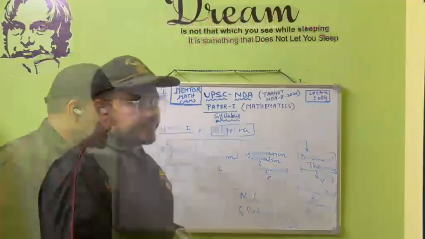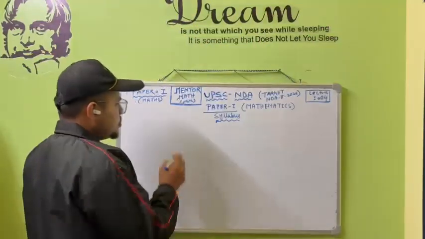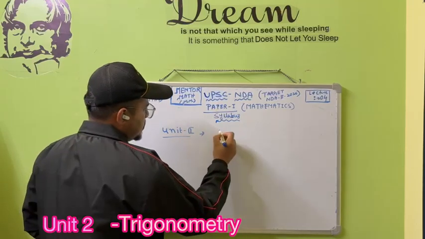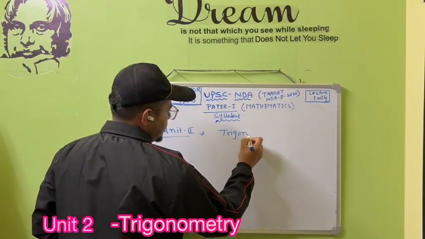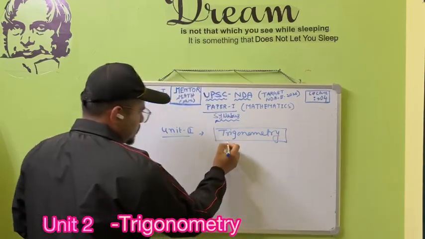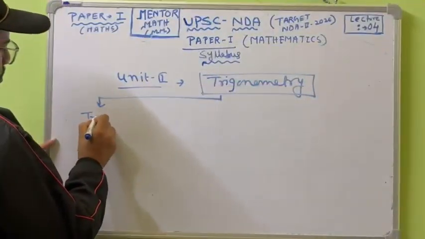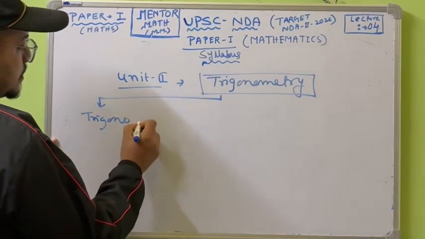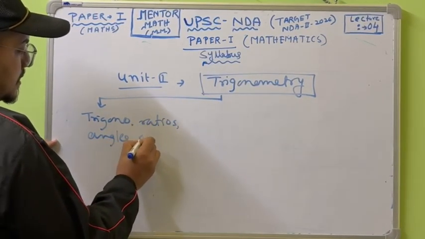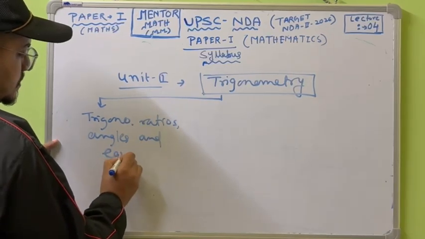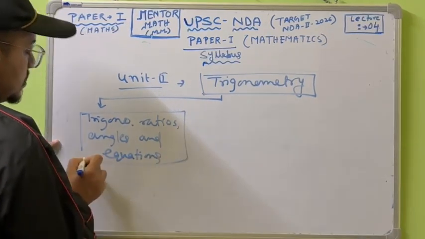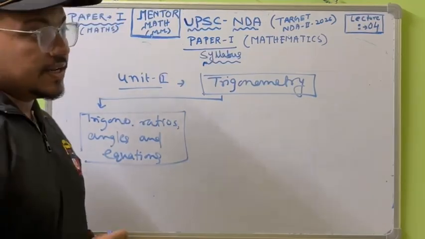Please note. Now comes unit number 2, that is trigonometry. From trigonometry, first is ratios, angles and equations, and that part you already studied in your class 10 and 11.